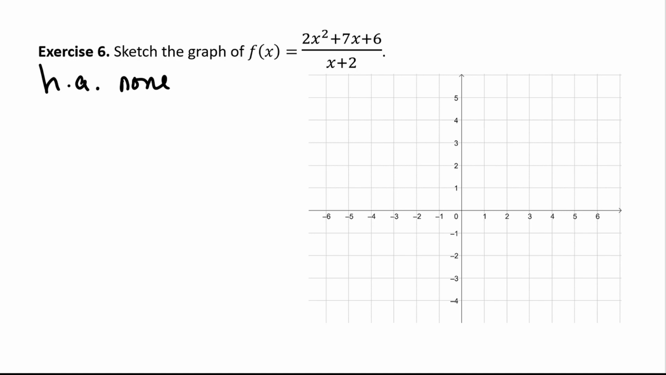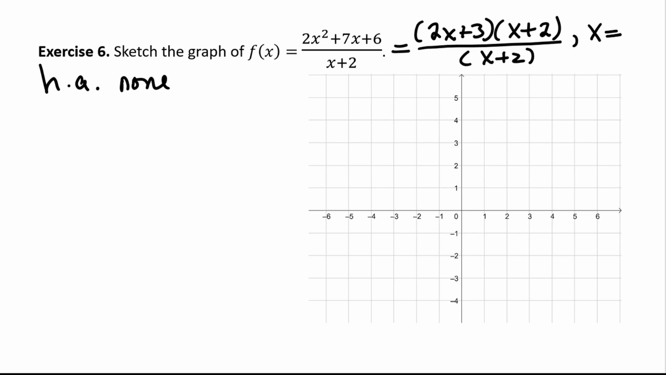Now, before we outright conclude that we have a vertical asymptote at x equals -2, let's factor the numerator. The numerator factors very nicely into 2x plus 3 times x plus 2. The denominator still is x plus 2. Now we can cancel the x plus 2's, but we cannot cancel the 0. So even if you do that, we have to remember that x cannot equal negative 2.